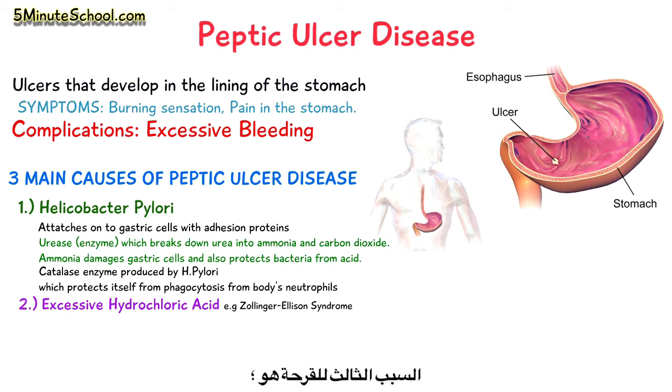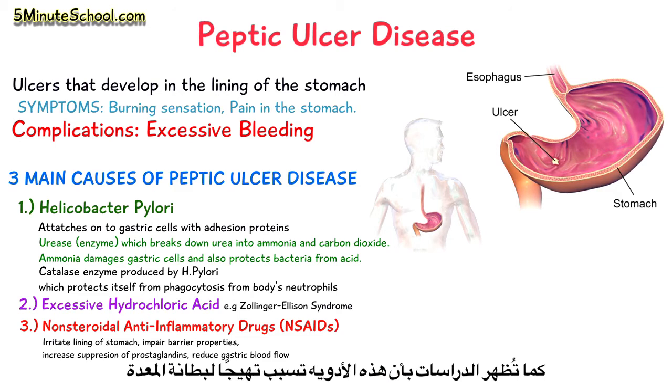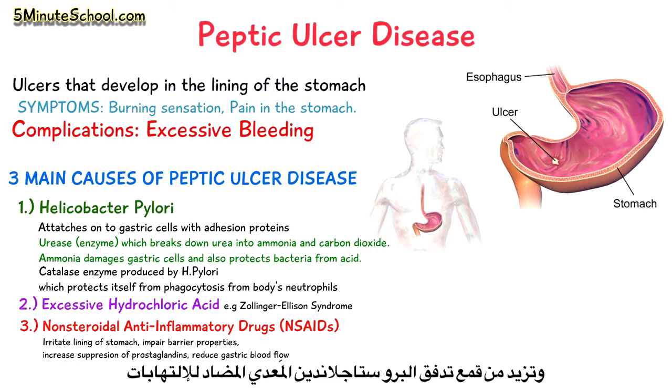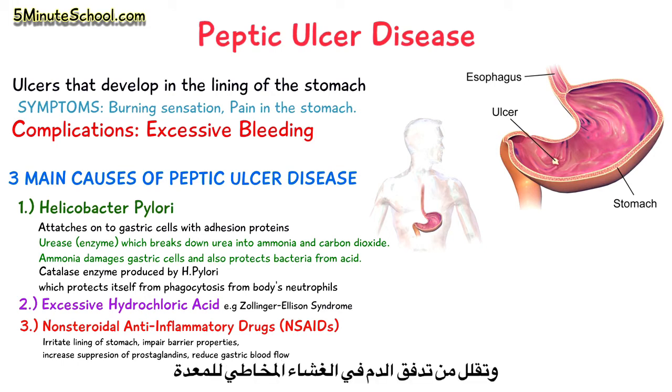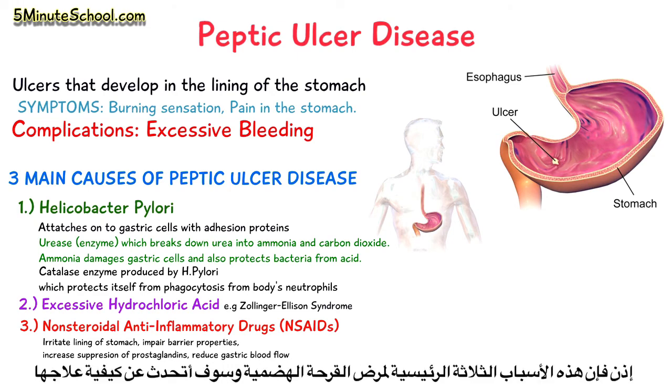The third cause is non-steroidal anti-inflammatory drugs like aspirin. Studies show that these drugs irritate the lining of the stomach. They impair the barrier properties of the mucosa, and they increase suppression of anti-inflammatory gastric prostaglandins. They reduce gastric mucosal blood flow, which also affects the defense and repair of the lining of the stomach. So those are the three main causes of peptic ulcer disease.